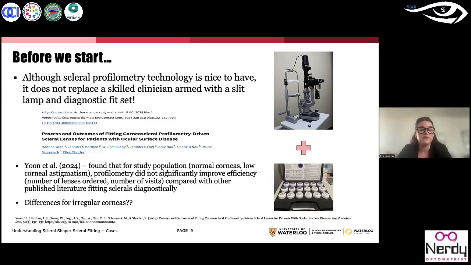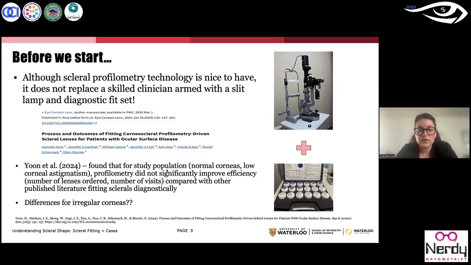And if you are getting into fitting more specialty lenses, think about investing in something that will pay off for you and your patients in the long run. There's a study by Yoon in 2024, and it was small, I think about 15 eyes, with normal corneas and low astigmatism. They found that using the profilometry did not significantly improve efficiency compared with the literature on the average number of lenses ordered and number of visits. But this was a small sample.